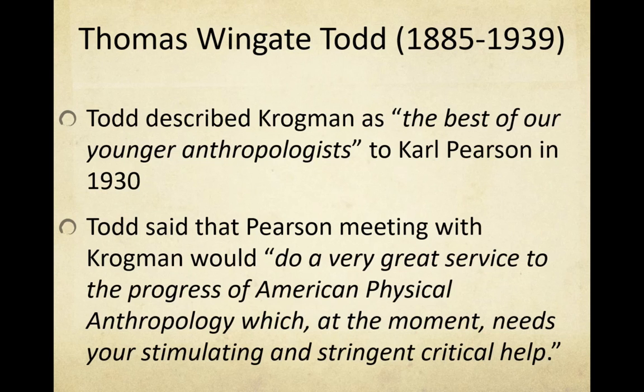Later, Todd would send a similar note to Karl Pearson, where he described Krogman as, quote, "the best of our younger anthropologists," asking Pearson to meet with Krogman while Krogman was abroad pursuing his fellowship with Keith, because this would, quote, "do a very great service to the progress of American physical anthropology, which at the moment needs your stimulating and stringent critical help." Unfortunately for Krogman, Pearson was not impressed after reading a few of his papers, and thus Krogman ended up spending time in Pearson's biometric laboratory with Geoffrey Morant instead, where he learned craniometry and became interested in the racialized contour work that the British biometricians were performing.